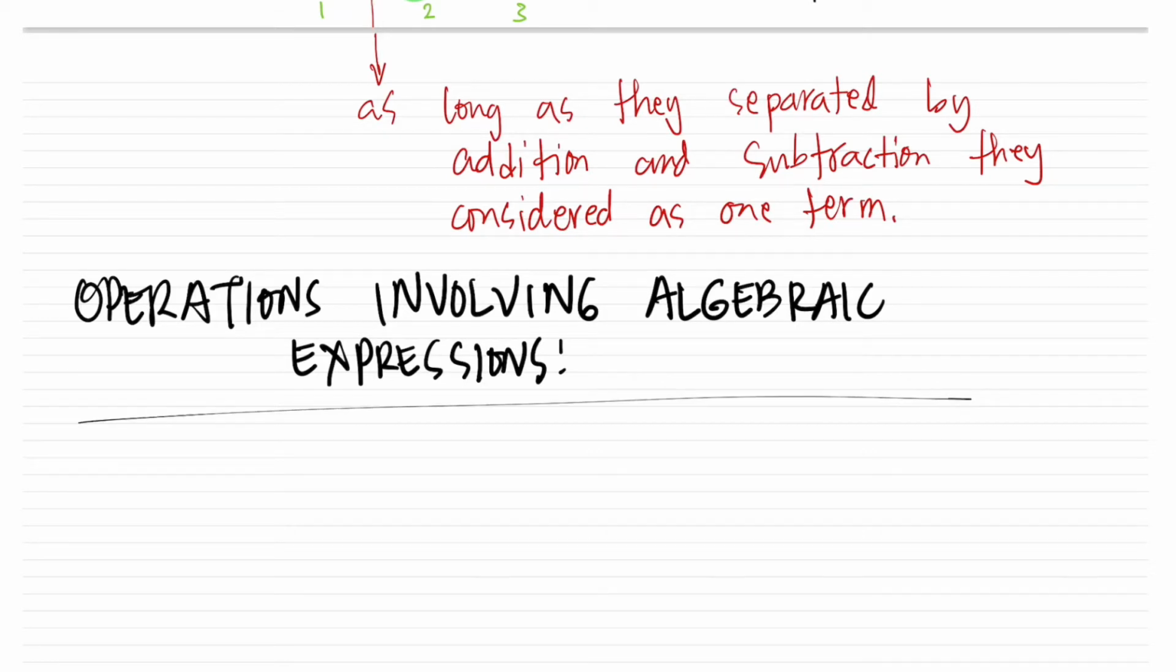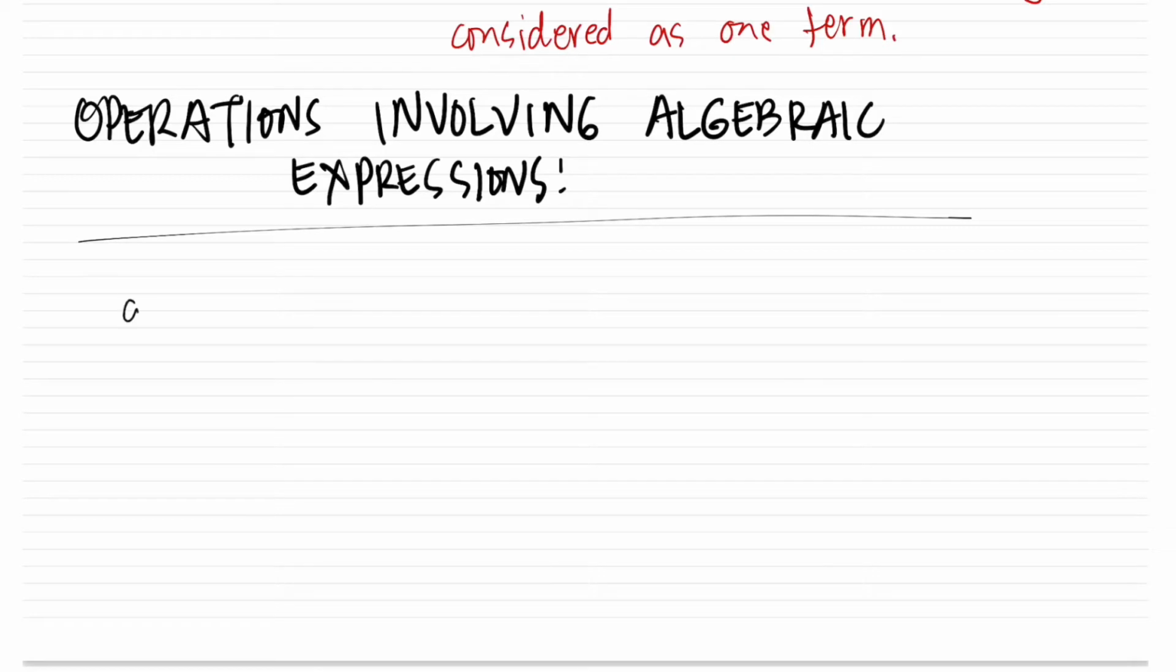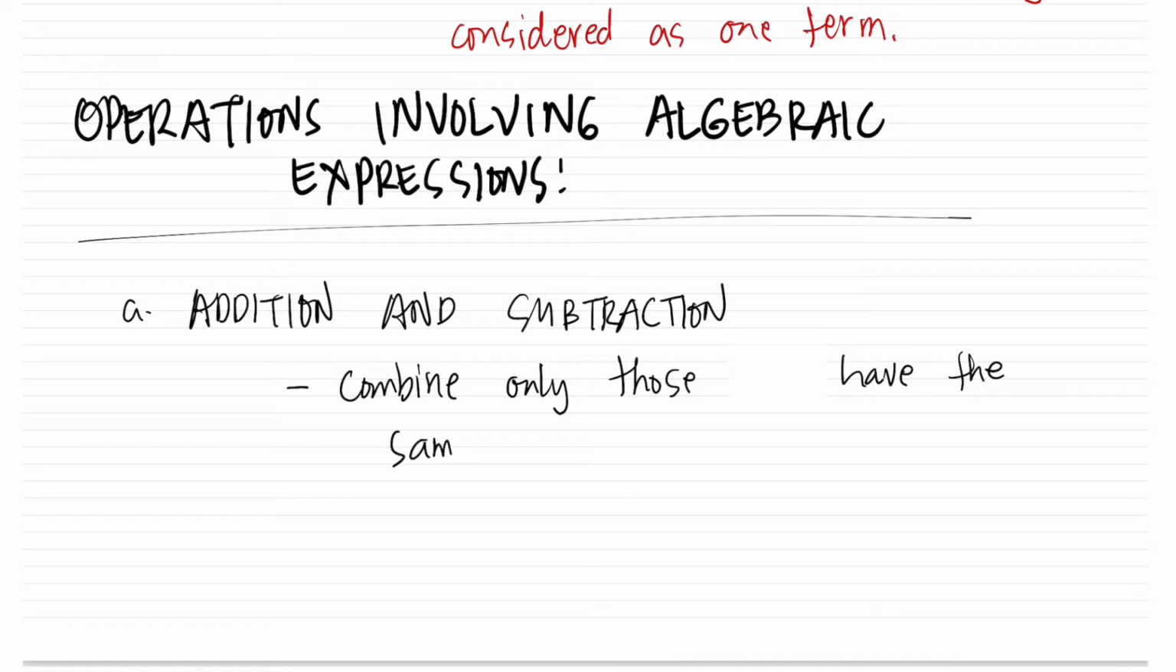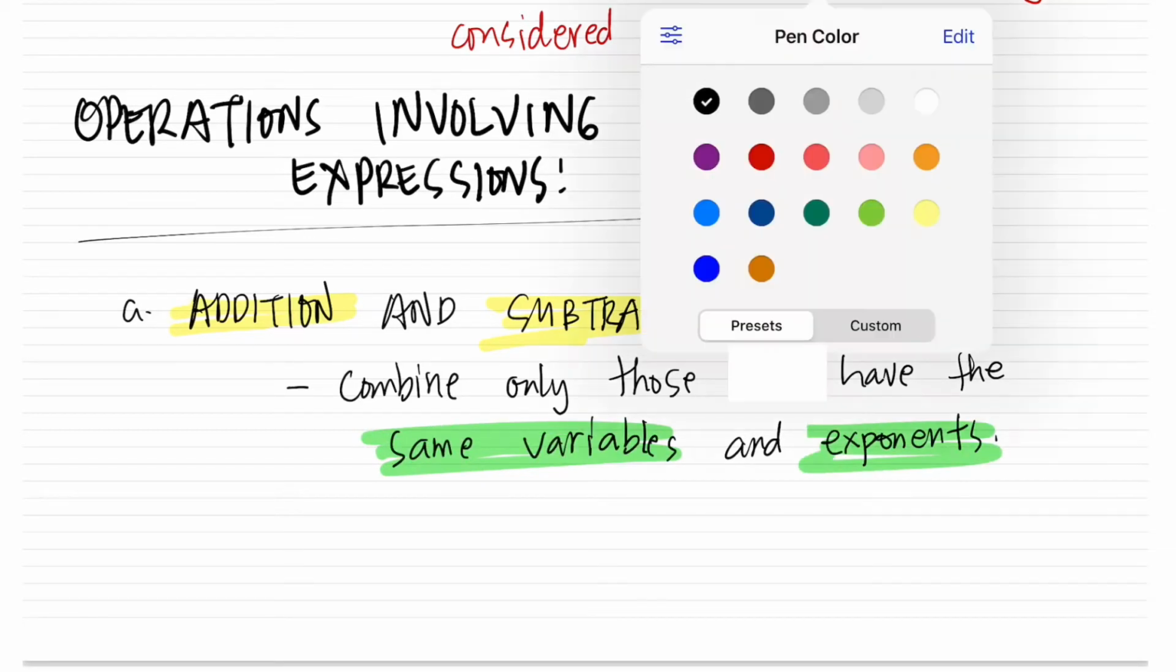Okay, operations involving algebraic expressions. The first one is addition and subtraction. Combine only those who have the same variables and exponents. Remember this: you only add and subtract when they have the same variable and exponents.